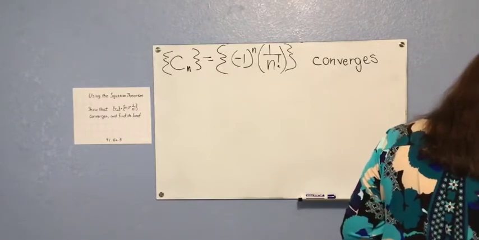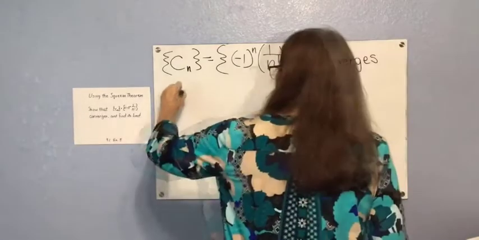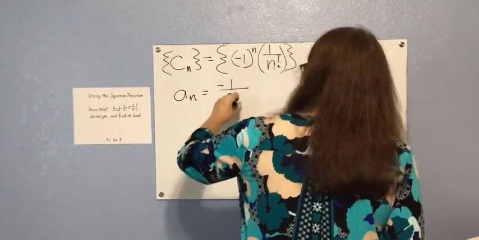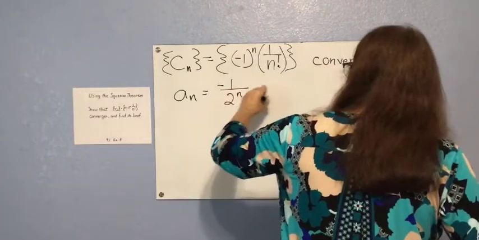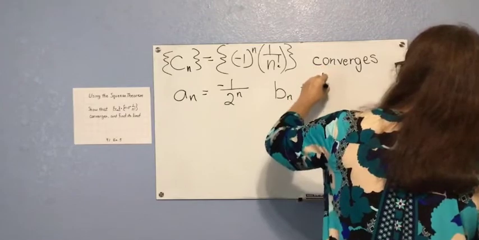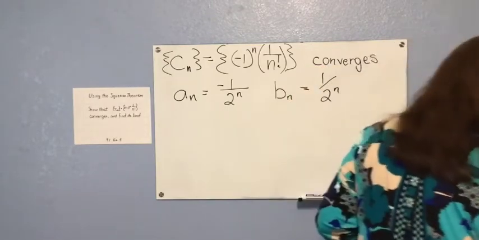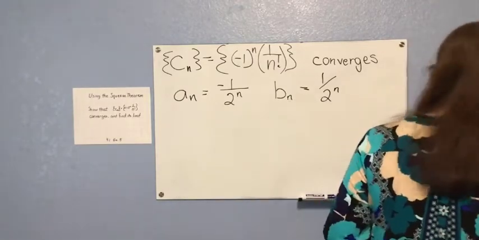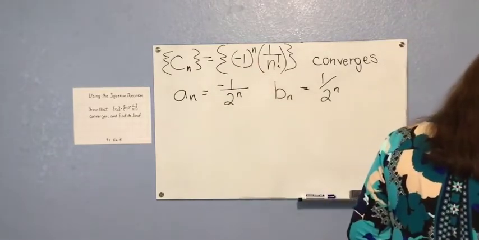So I'm going to use as my other two functions a sub n equals negative 1 over 2 to the n power, and b sub n equals positive 1 over 2 to the n power. Both of these converge to 0. So if we can show that this is in between these two, we know that it also must converge to 0.